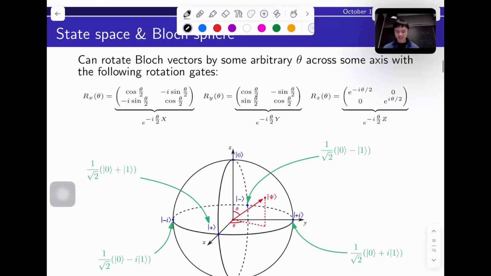Okay. So as I said, general rotations exist on the Bloch sphere, and they have more complicated expressions that you can work with. But this is not really going to be important for us. I just wanted to let you know that they exist.